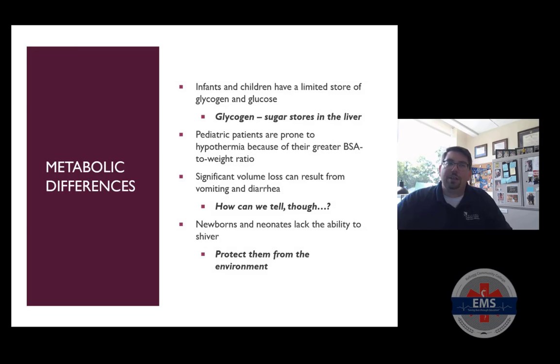Metabolic differences. Infants and children have limited stores of glycogen and glucose. They don't have a backup store. Remember that glycogen is the store of sugar that is kept in the liver. When they get glucagon, it is released and the glycogen is turned into a usable form of sugar. Pediatric patients are prone to hypothermia because of their increased body surface area compared to weight. And we see significant volume loss that can result from vomiting and diarrhea, even for a short period.